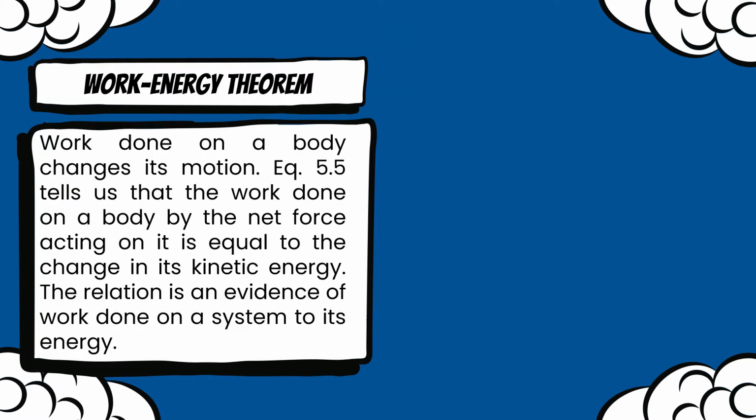Work done on a body changes its motion. Equation 5.5 tells us that work done on a body by the net force acting on it is equal to the change in its kinetic energy. This relation is evidence of work done on a system changing its energy. This is called the work-energy theorem.